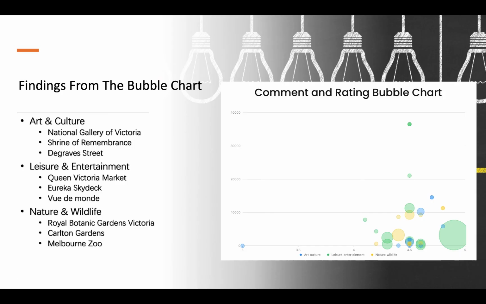Second, for findings from the bubble chart. It is obvious to find a positive correlation between rating and comments. We choose the top 3 POIs with both the highest rating and most reviews under each category. The results are shown on the screen.